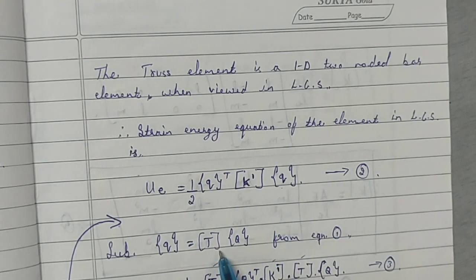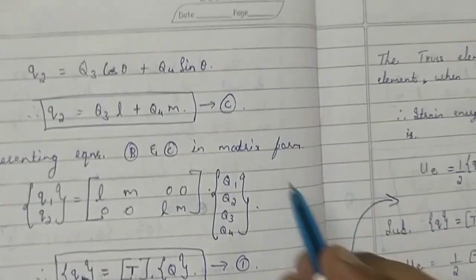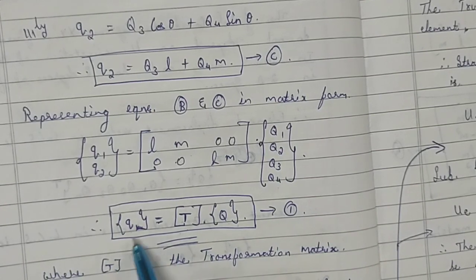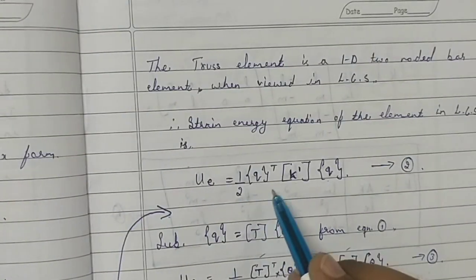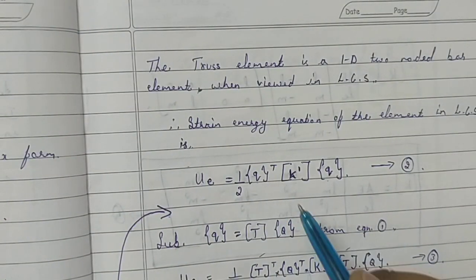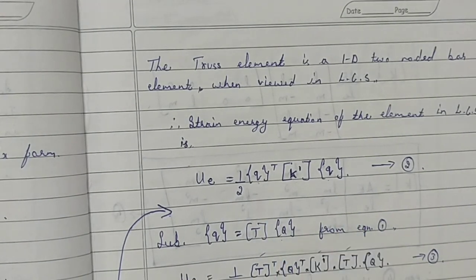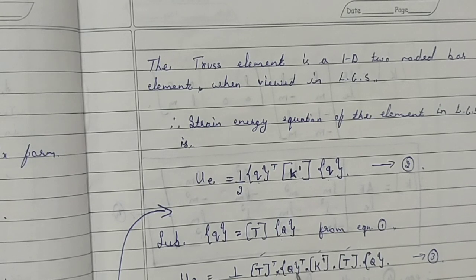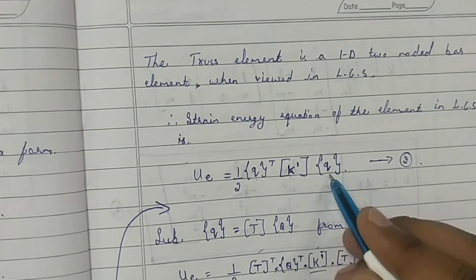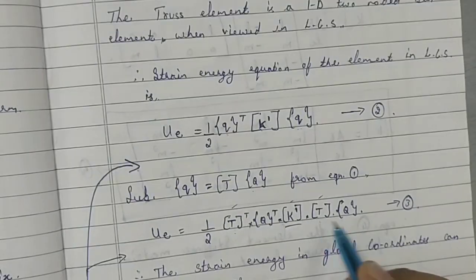Substitute small q = T into Q, from equation 1. From equation 1 we have got small q = T Q. So substituting, we get T transpose into Q transpose, with K dash as it is. Next, for the remaining q, you substitute T into Q.